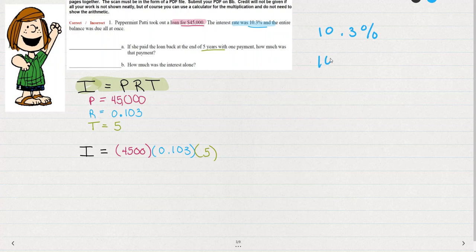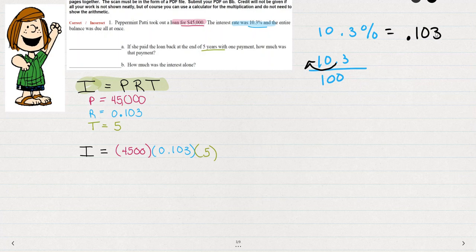Let me give you a quick review. 10.3%, that means 10.3 per cent per 100. So if I divide 10.3 by 100, that's going to be the same thing as moving the decimal 2 places to the left. So it's 0.103. The interest rate is 0.103, or 103 thousandths.